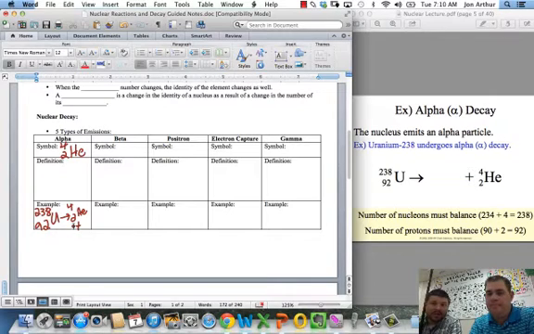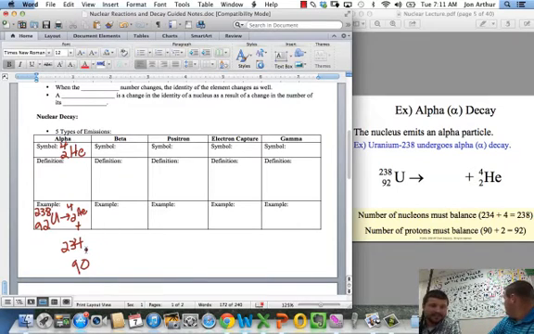On the left side, my top number is 238. So I want a number that when I add 4 to it will equal a total of 238. What should that top number be? 238 minus 4, which is 234. And the bottom number is going to be 92 minus 2, which is 90. So we're looking for element 90. The element is capital T, H. Thorium? Yes, that's thorium.